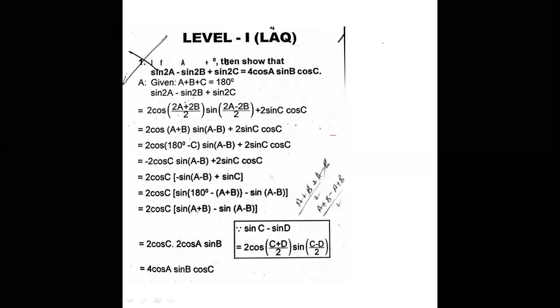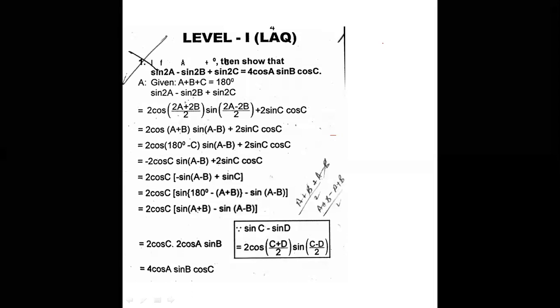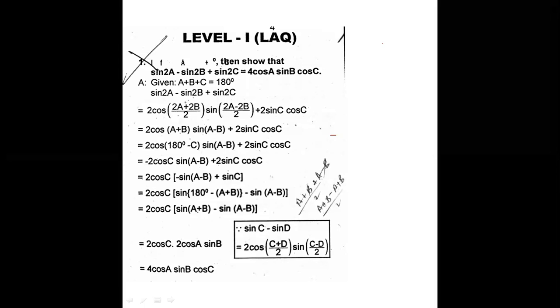So we had finished level 1 SAQs and VSAQs. Now we are going to start with LAQs. Okay, the first question is, if A plus B plus C is equal to 180, then show that sin 2A minus sin 2B plus sin 2C is equal to 4 cos A sin B cos C. Each question carries 7 marks. Each question carries how many marks? 7 marks. These questions are highly important.